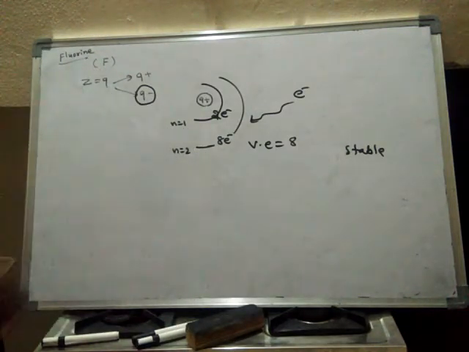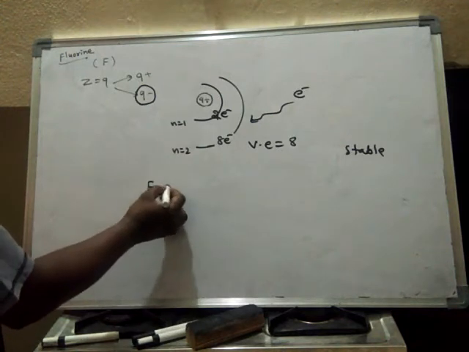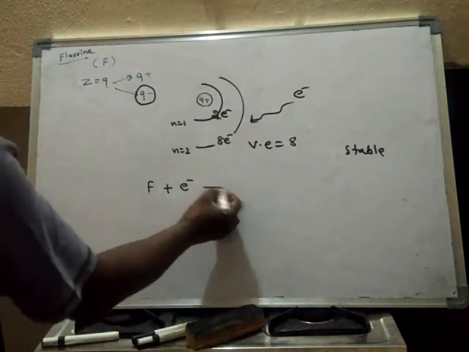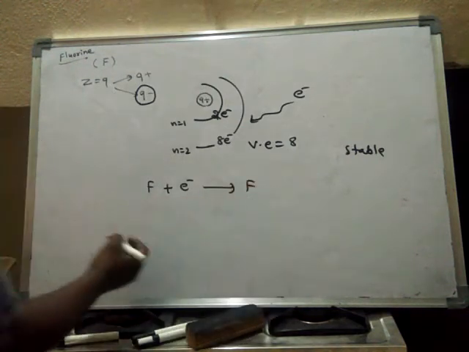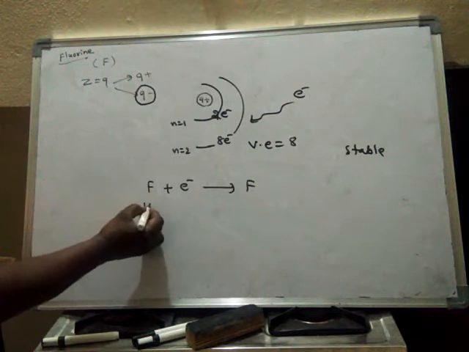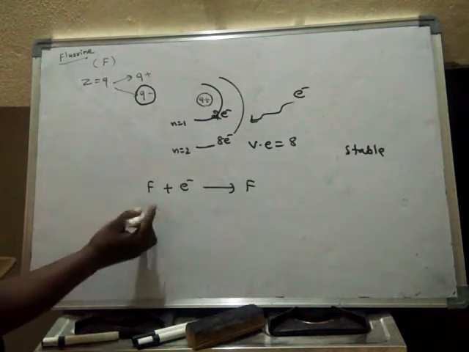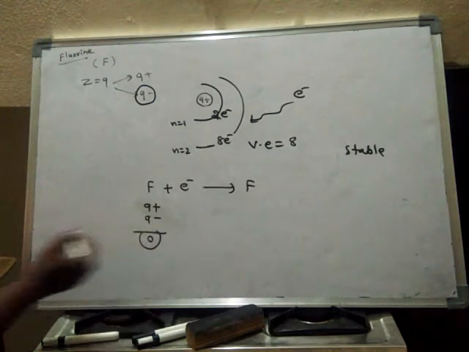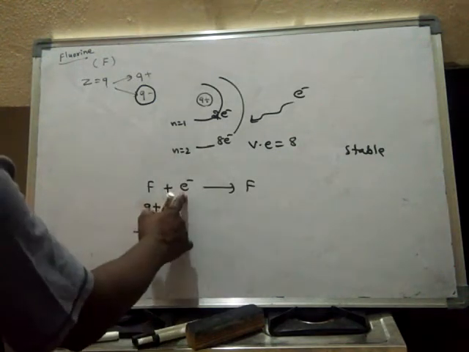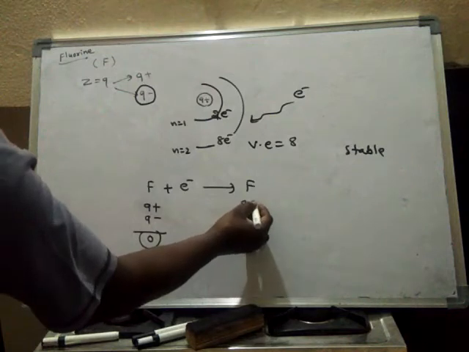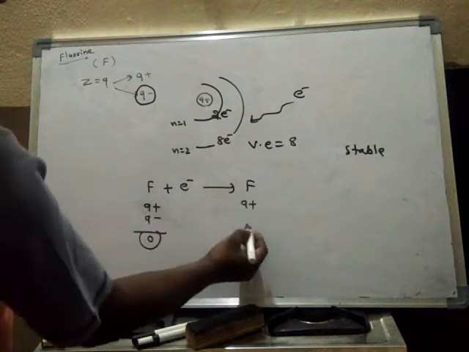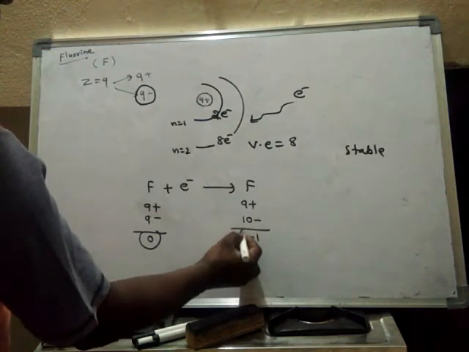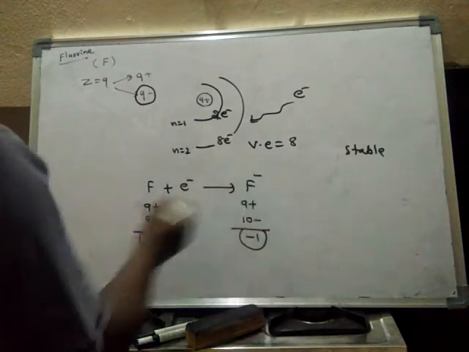So when this fluorine atom gets one electron from somewhere else, before that it has 9 positive charges and 9 negative charges, and overall 0 charge. After gaining one electron, the positive charges remain as they are, but the number of negative charges increases. So overall there is 1 unit of negative charge on fluorine, hence we have to write F minus.